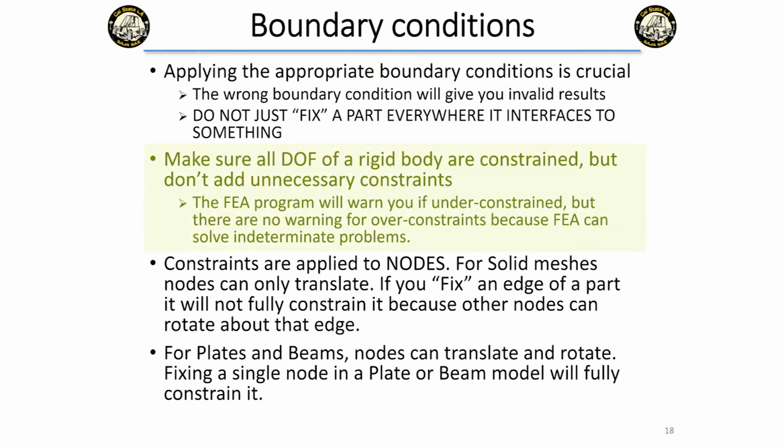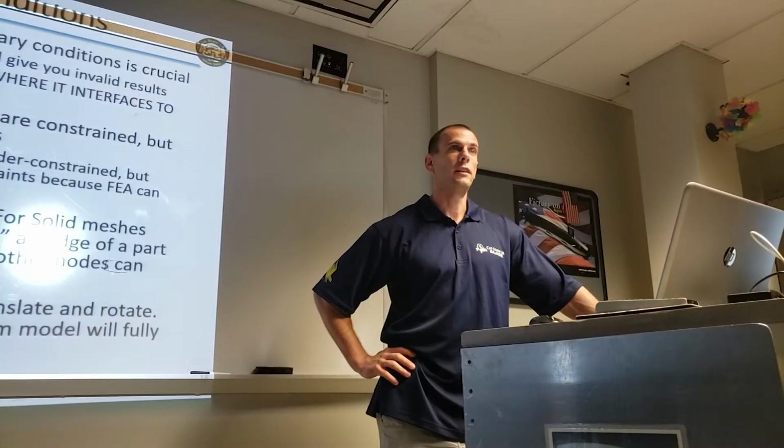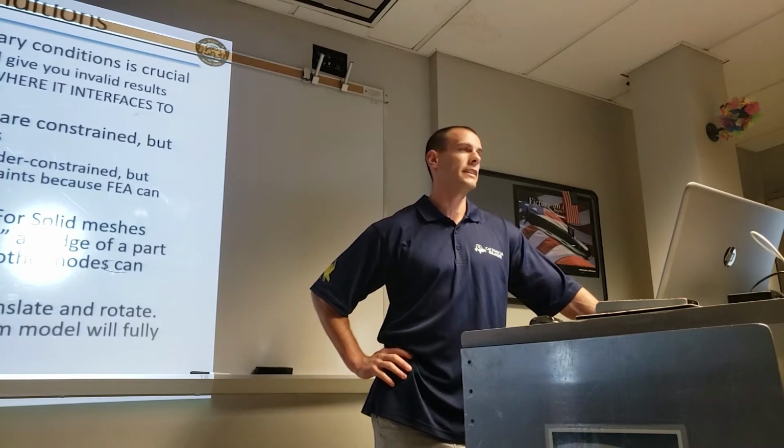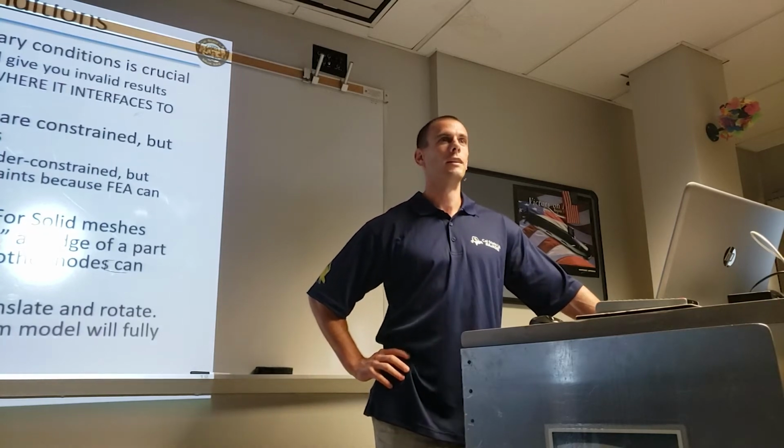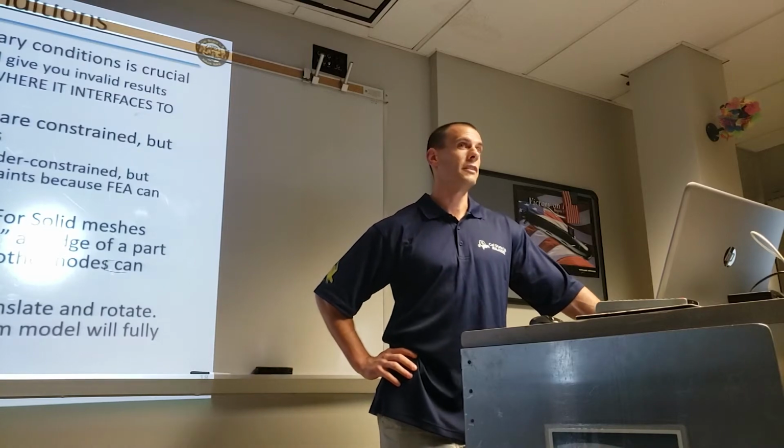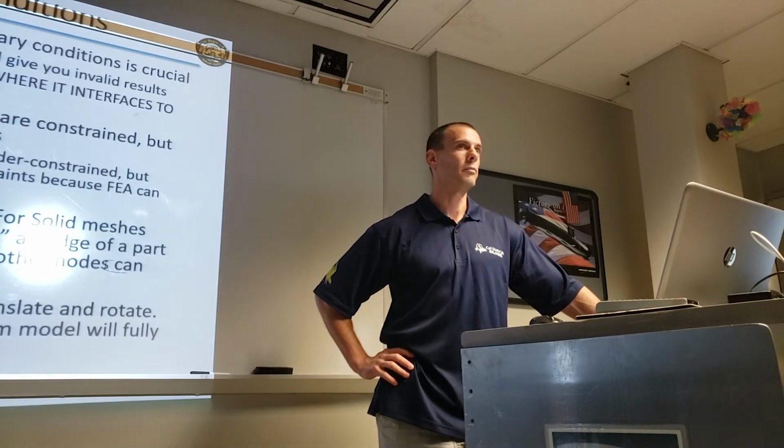You want to make sure all degrees of freedom of a rigid body are constrained, like I just talked about, but not unnecessarily constrained. Do not over-constrain it, right? So the FEA will give you a warning if you under-constrain it, like I just mentioned. It's not going to tell you that it's over-constrained, because the blessing and curse of FEA is it can solve indeterminate problems, right? So it's going to give you the answer, even though the part's probably not constrained properly.